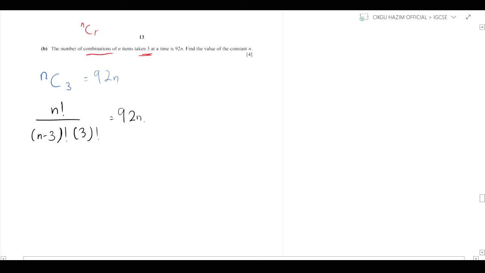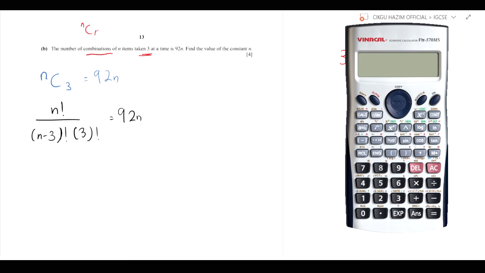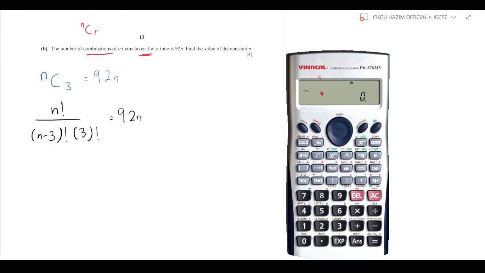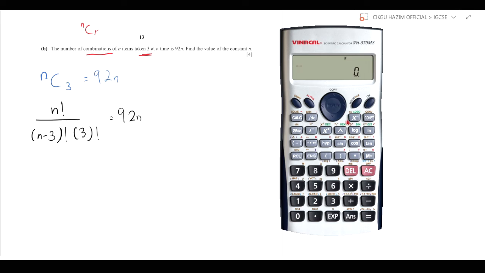That's how it is. So we have n factorial on top and n minus 3 factorial and 3 factorial below. Expand what you know first. Of course, the one that you know is 3 factorial. How do you know 3 factorial? Because you can press it in the calculator. You press 3, then shift and this symbol, the exclamation mark here. Press equal, then you get 6.